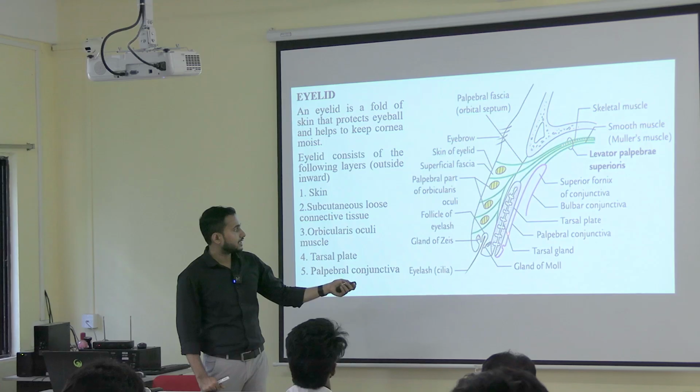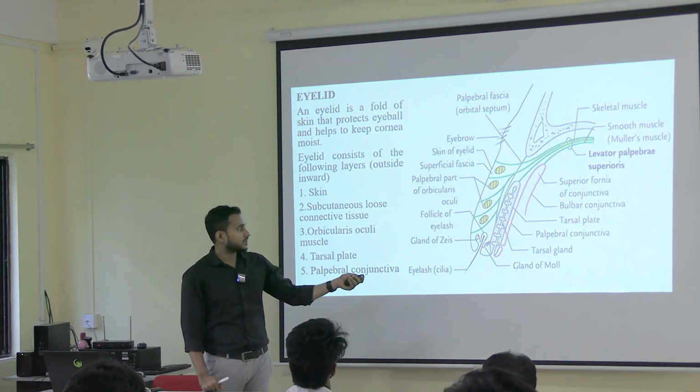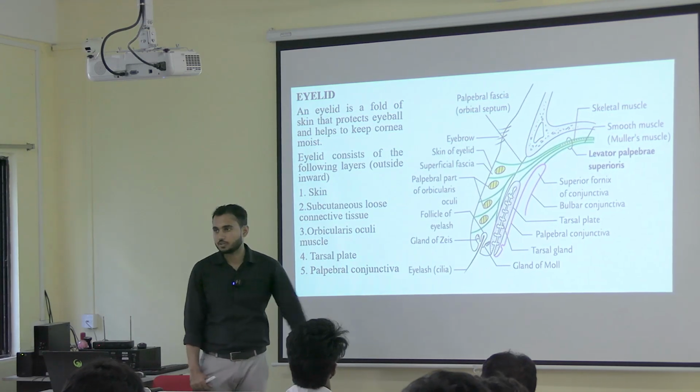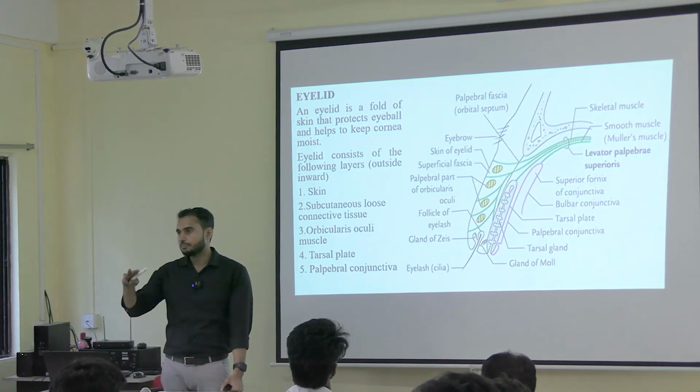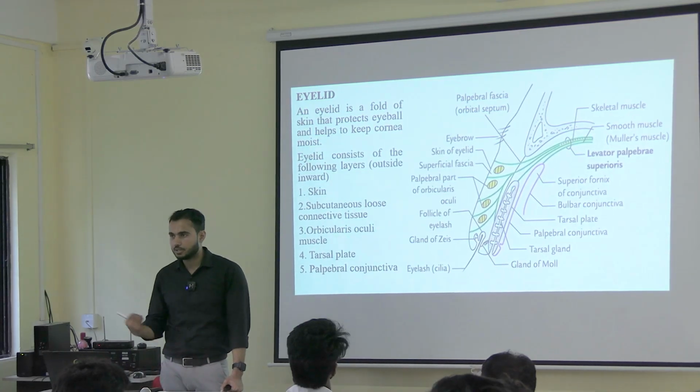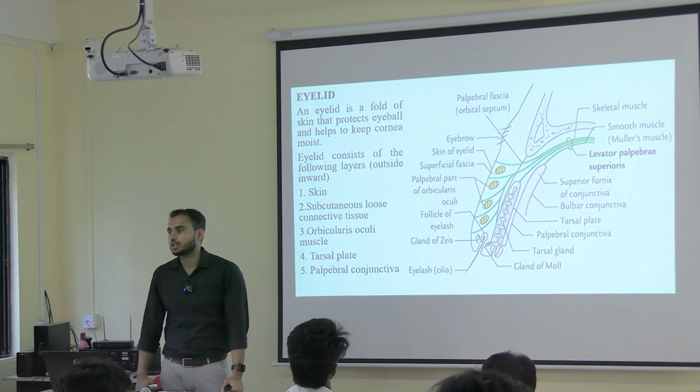And lastly, the deepest layer is the palpebral conjunctiva. See, this is the palpebral conjunctiva. The conjunctiva has 3 parts: palpebral conjunctiva, bulbar conjunctiva and conjunctival fornix.